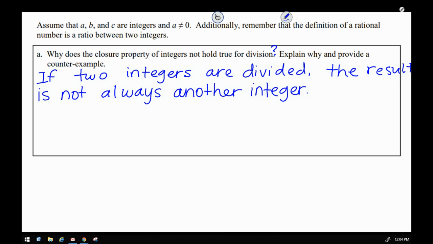But I also have to provide a counterexample. If it says counterexample, it wants specific numbers. So give me an example that's not the one I already used. That would be a counterexample for integers and division. 13 divided by 12. 13 divided by 12 is a decimal. 1.083 repeating. Okay.